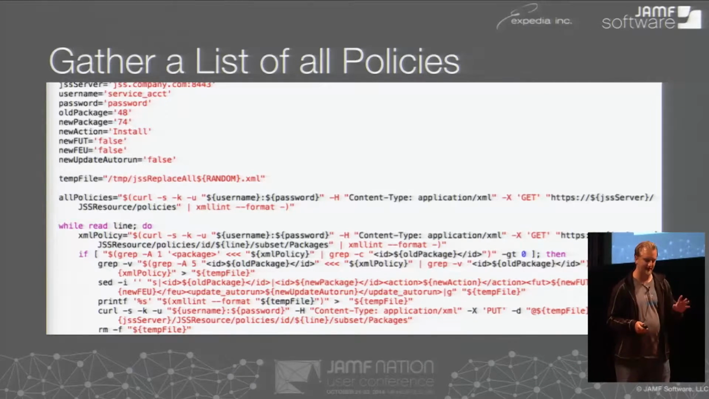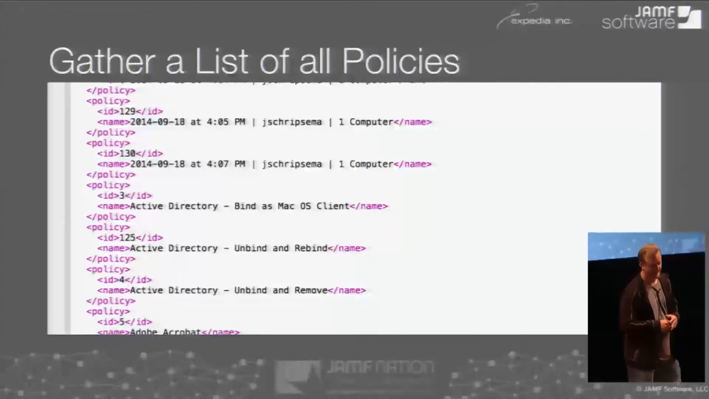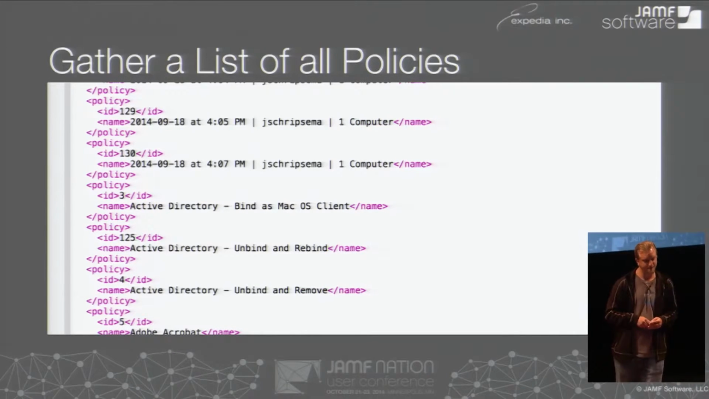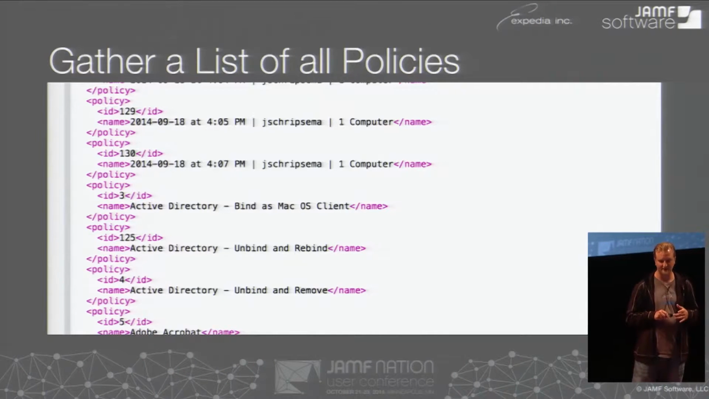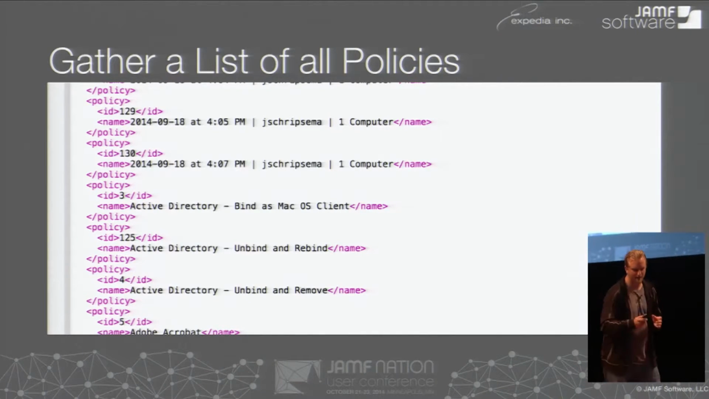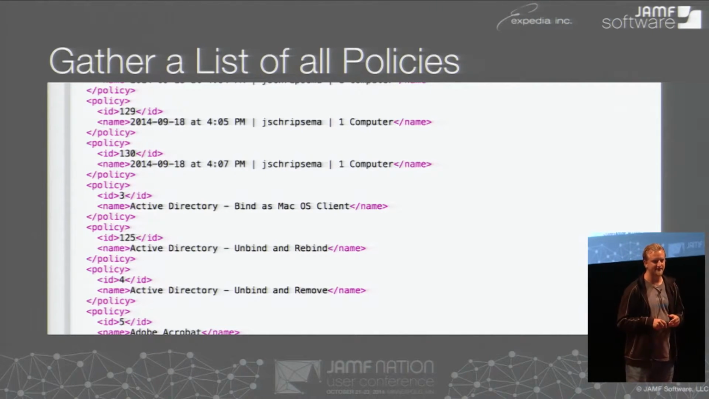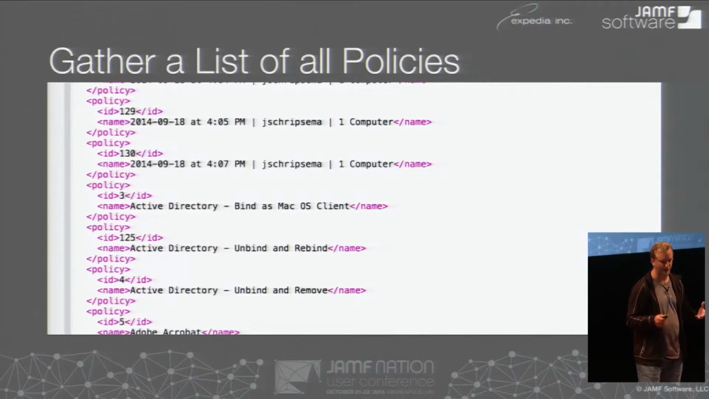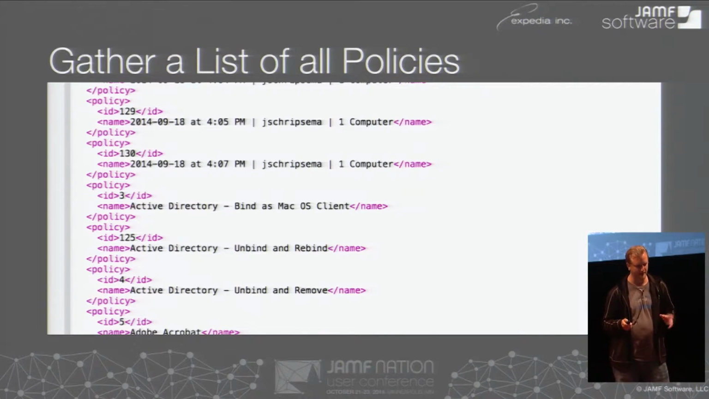All it has is the IDs and names, and it looks like this. This is just a subset of them. One thing I would like to draw your attention to, especially with policies, is the IDs right at the top, 129 and 130. Those are one computer. When you get all policies, it also includes CAF remote sessions, which are basically one-time policies. You don't see these when you use the web interface of your JSS, but you do see them in the API. So if you don't want to mess with those, make sure you're excluding them. Then we have a couple of actual general policies, with a couple of Active Directory policies at the top. So I gather the list of all policies, and that's what I got back.